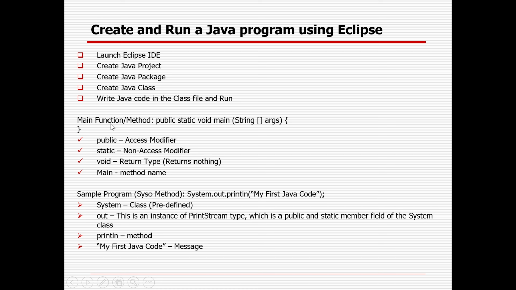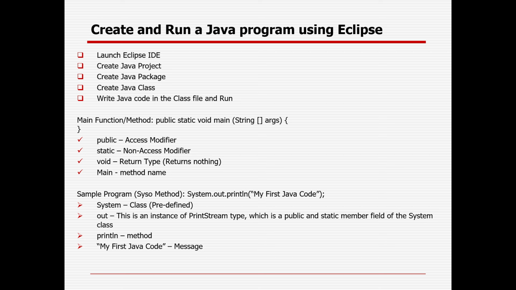So the main method is nothing but public static void main. Public is the access modifier, so it is accessible to other classes, everywhere. Static is a non-access modifier. There are a couple of non-access modifiers you will slowly learn, like static. I'll explain it in today's session also, so you can get to know the importance of static. Final is also a non-access modifier.